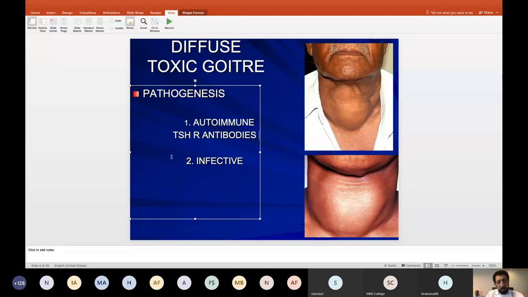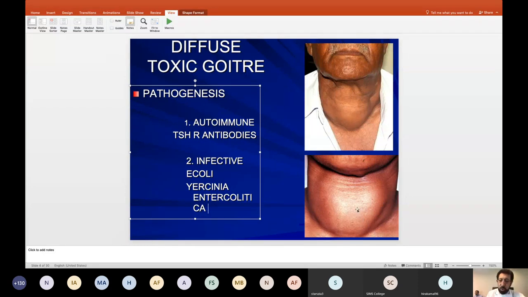And then a second reason for development of diffuse toxic goiter, strangely, is infective. There are two bacteria quite commonly related to the development of these diffuse toxic goiters. First is very common in our society, and you must be aware of this bacteria. And the second, which is more viciously related to this, is known as Yersinia enterocolitica. This is how it is spelled. So these two bacteria, the E. coli and the Yersinia enterocolitica, also have thyroid-stimulating receptor binding sites on the cell surface.